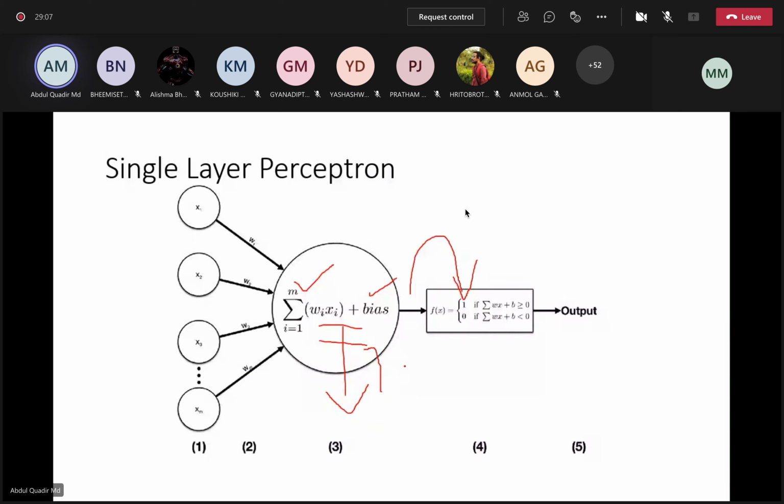Say for example, I'm getting 4. If 4 is greater than or equal to 0, then my f of x will be 1. But if I'm getting minus 2, say for example, which is less than 0, then it will classify it as 0. Is this very clear to everybody?